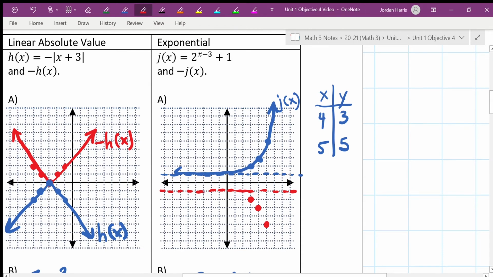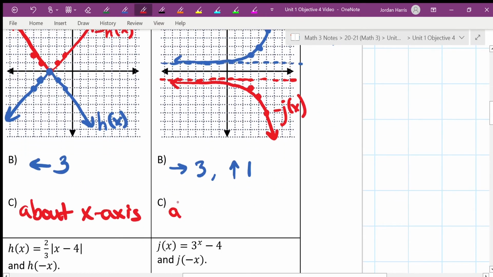And following the same pattern, but now it's peaking down, I guess. Going down instead of up, because it's a reflection. Negative j of x. And we reflected about the x-axis again. Okay?